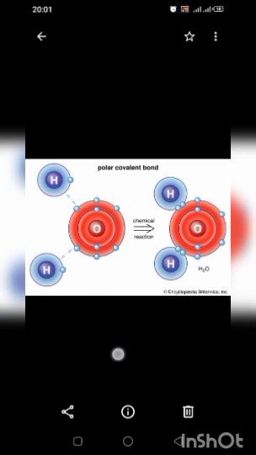These atoms are nonmetals. So when hydrogen and oxygen come together, they share electrons and form the covalent bonds of H2O, which is water. So covalent bonds also have characteristics.